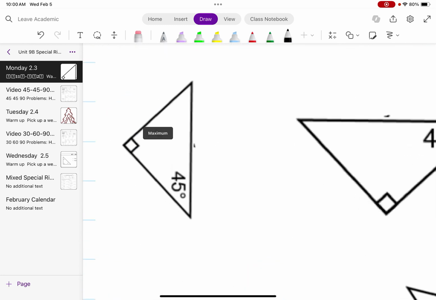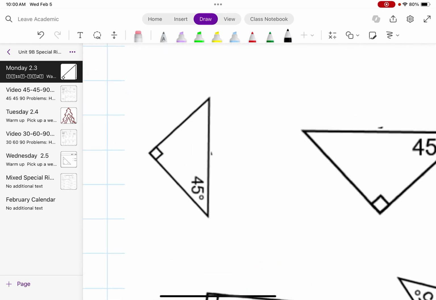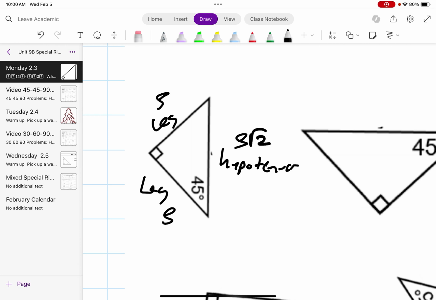Okay, so the way we label these is that each leg, so this is called the leg, and this is called the leg, and this is the hypotenuse. The legs are going to be considered to be the S's. So S, S, the hypotenuse will be S square root of 2. Always remember, the hypotenuse is always the side that does not touch the box, and it is also across from the box. So don't get that confused.